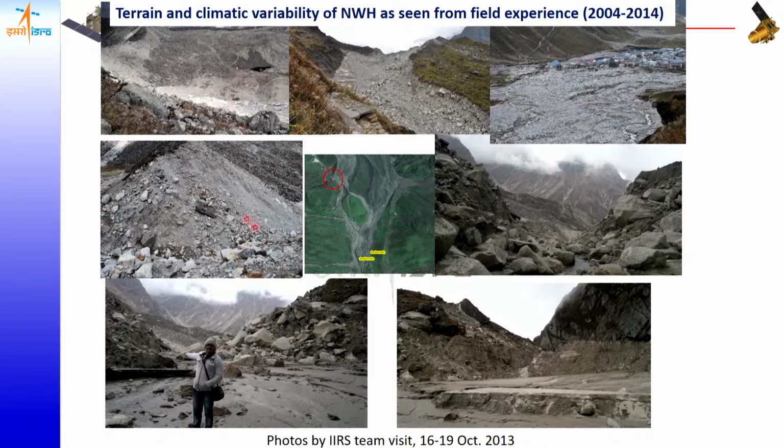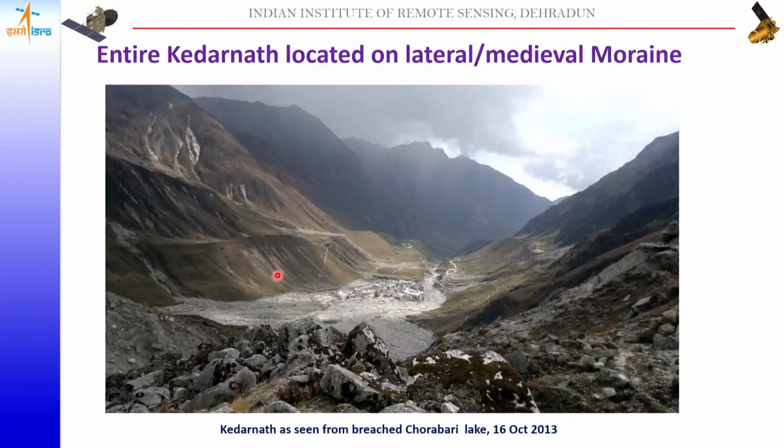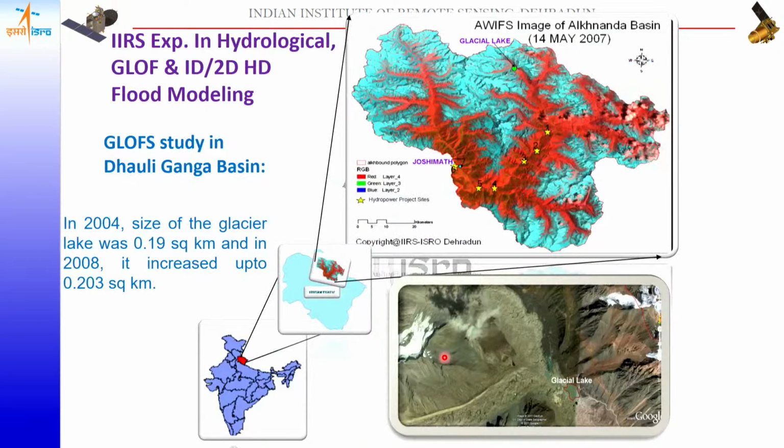And this is one of the lakes, the Chorabari Glacial Lake, which breached in June 2013. Because in the downstream area is the Kedarnath town, which has a deglaciated valley with loose moraine, any rainfall or heavy breaching of such events can cause significant damage to the downstream areas. And we have multiple hydropower projects in the Alaknanda Valley which may get affected.